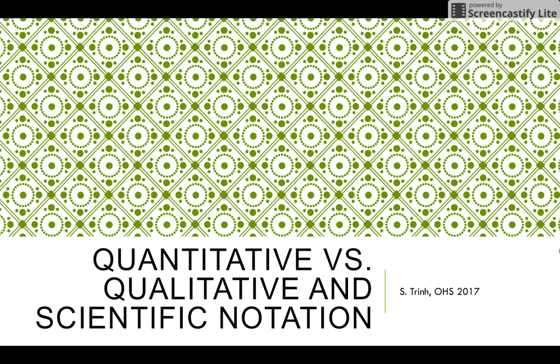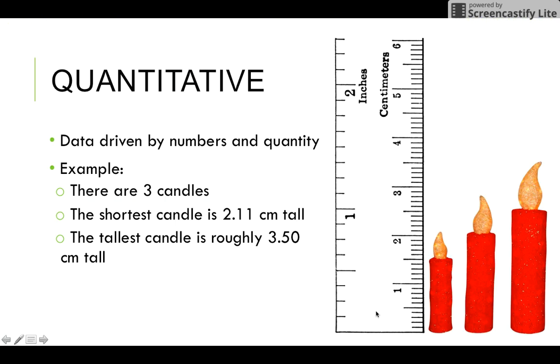All right, so the first thing we're going to do is compare quantitative to qualitative. Quantitative data is a way that you can describe your data, and this is data driven by numbers and the amount of something. I remember numbers because there's an N in quantitative compared to qualitative, which we'll talk about later. So here in the example, in the picture on the right, there are 3 candles. The shortest one is a certain height and the tallest one is a certain height. All those numbers are quantitative data.